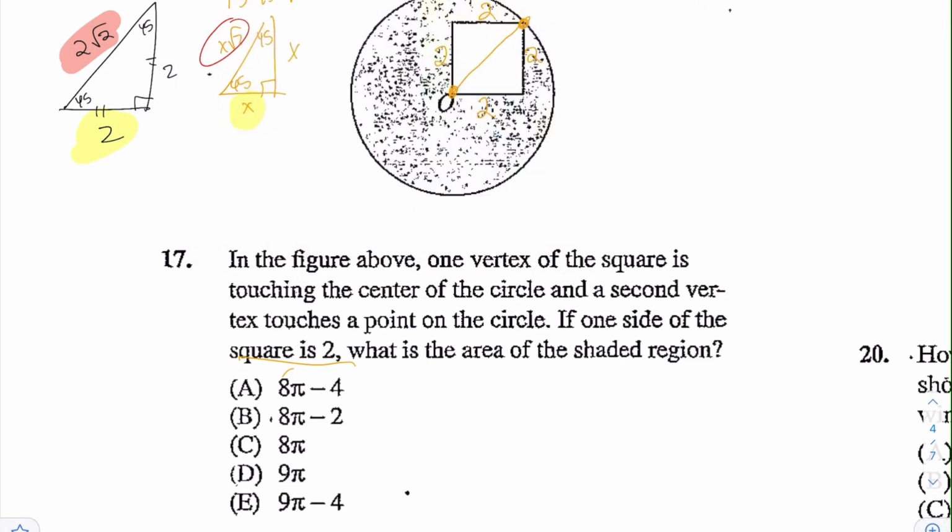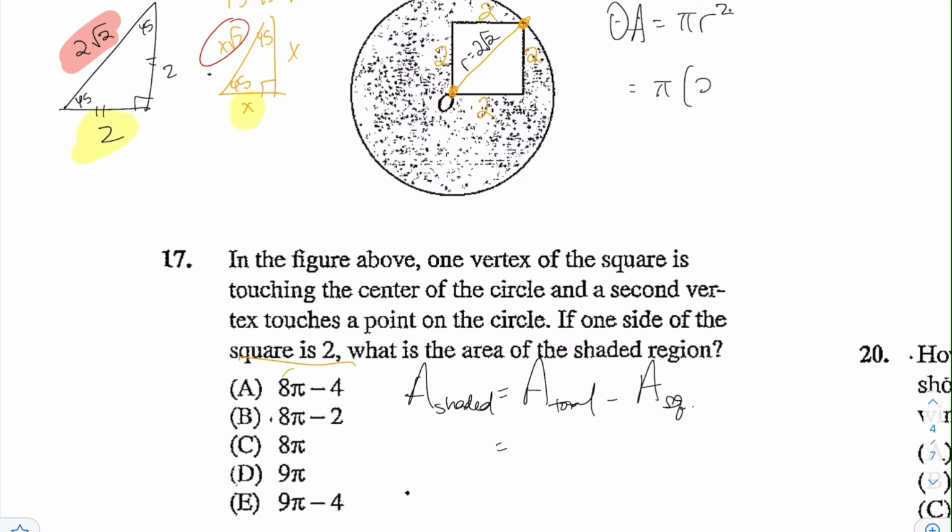And that is actually the radius. So the radius is 2 root 2. And to figure out the area of the shaded region, you'll have to do the total area minus the area of the square. So the total area is just pi r squared, since the area of a circle is pi r squared. So that's going to be pi times the radius of 2 root 2 squared.